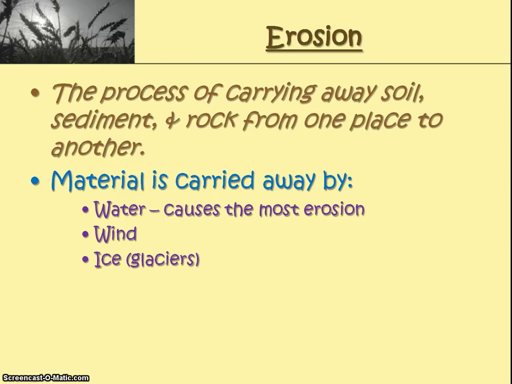Quick review again, we know what erosion is. Once weathering occurs, erosion is the movement of those sediments from one place to another. We know that it's done by water, wind, and ice, water being the most common factor that plays into erosion.